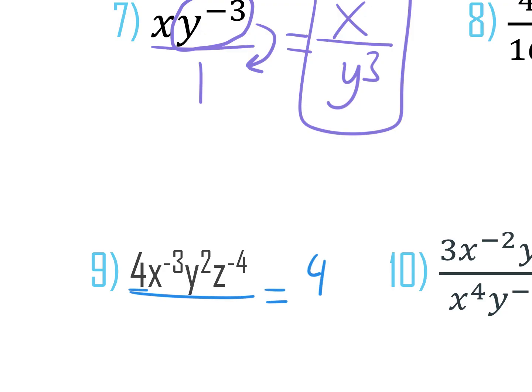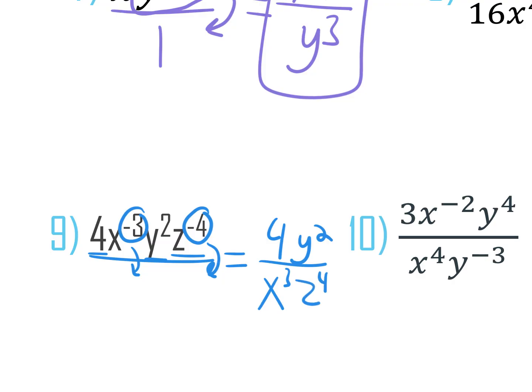X to the negative 3, can we move that? Yeah, right, this is going to move to the bottom, so I know that that's going to become x to the positive 3. Y to the second, is there anything wrong with that? No, so we can keep it the same thing. Z to the negative 4, is there anything wrong with that? Yeah, right, that negative 4 we can move to the bottom. This is going to become z to the positive 4.